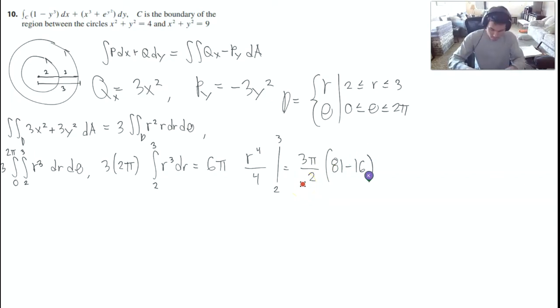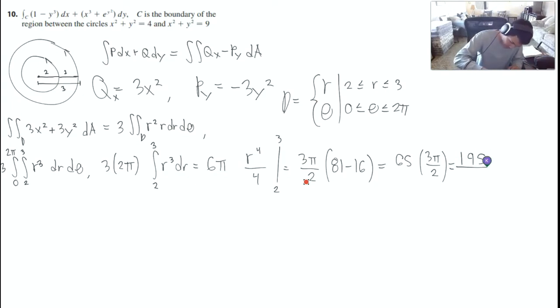Okay, and then what's 81 minus 16? That may be the hardest part. 81 minus 16, well, 80 minus 16 is 54. No, 80 minus 16 is 64. So 64 plus 1 is 65. So we have 65 times 3 pi over 2. And 65 times 3, that's 180 plus 15, 195 over 2 times pi. So that is our answer.